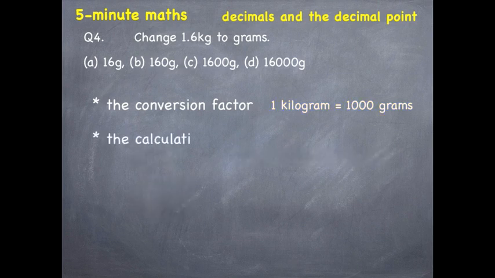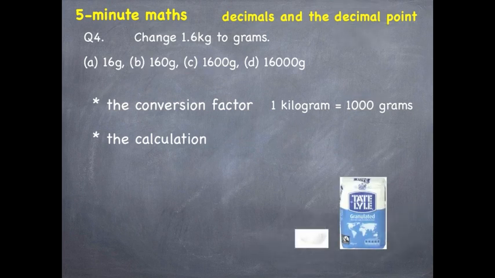Next, what calculation to do? Should I multiply or divide by 1,000? Well, use your common sense here. A gram is a tiny featherweight, whereas a kilogram is quite heavy. Think of it as a bag of sugar, just over 2 pounds. So, the weight in grams will need to be a much bigger number than 1.6. And this tells me I need to multiply 1.6 by 1,000. And it may help to remember that 1,000 is 10 times 10 times 10.